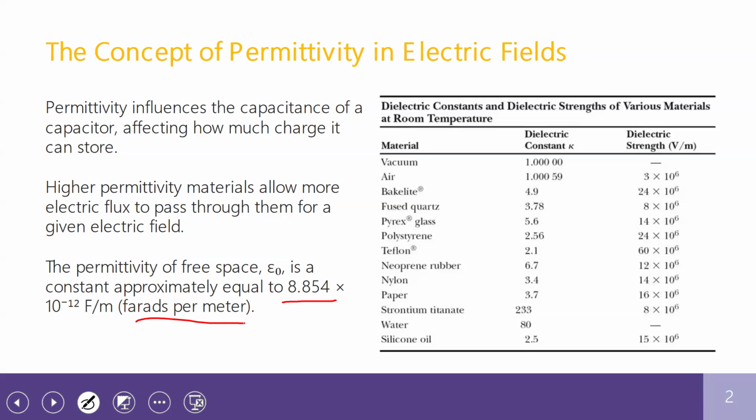So these are some examples of different materials with their dielectric constant and their permittivity. You can see the vacuum has a dielectric constant of 1.00. Air has 1.00059. So you see that the permittivity of a material varies. It varies from one material to another. It's not the same. So you should get that.